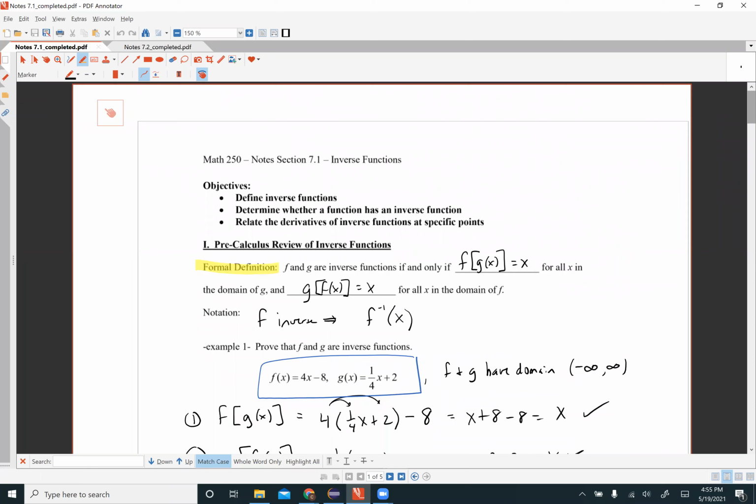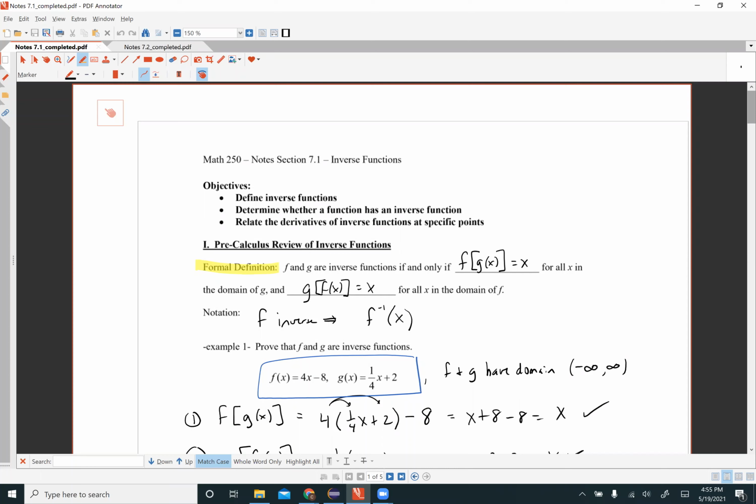So this is a very short discussion on inverse functions, which is in section 7.1. Most of this is probably review, though you may have forgotten it. I'm sure you had an algebra course at some point that talked about inverse functions and one-to-one functions. The interesting part, I think, is how do you find the derivative of an inverse function?